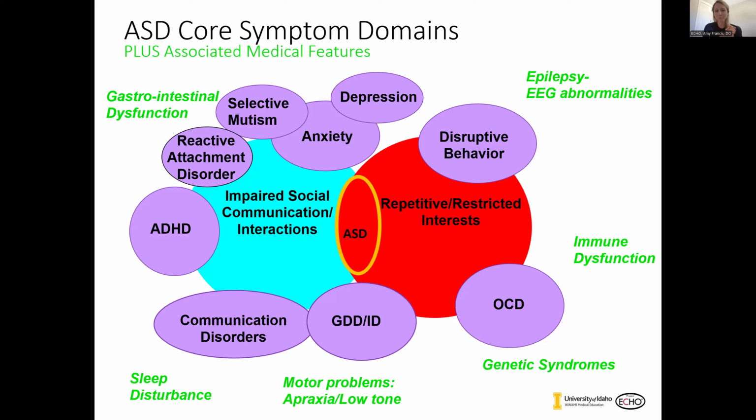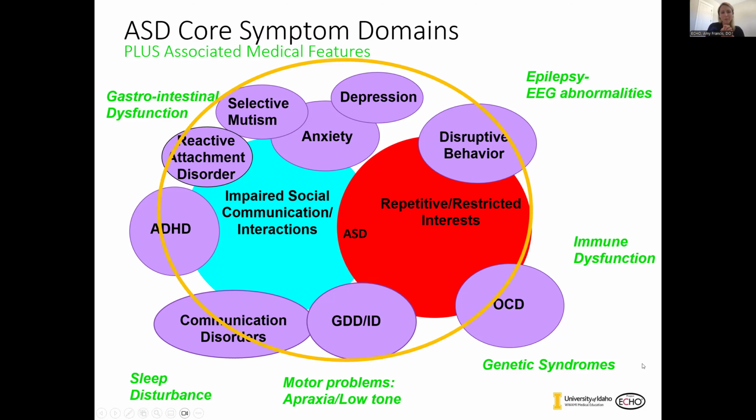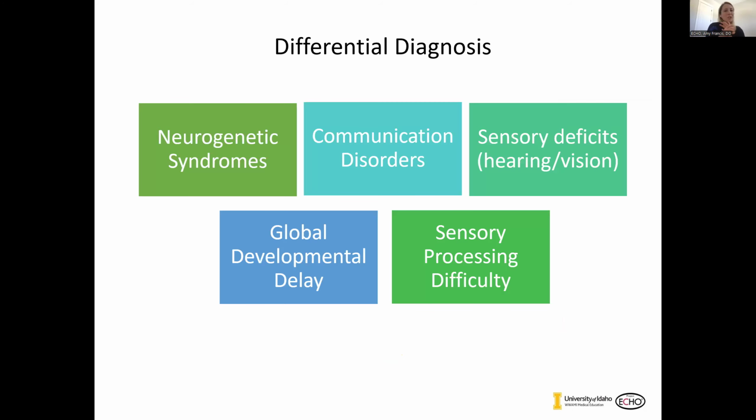Go ahead, Lindsay. Because this is what it really looks like, right? That circle just keeps getting bigger and bigger and bigger as we start noticing these associated medical features and co-occurring conditions. Okay, next slide. So today we're going to look at the neurogenetic syndromes that are associated with autism, communication disorders, sensory deficits like hearing impairment, visual impairment, look at global developmental delay, and then review the definition of sensory processing difficulty.